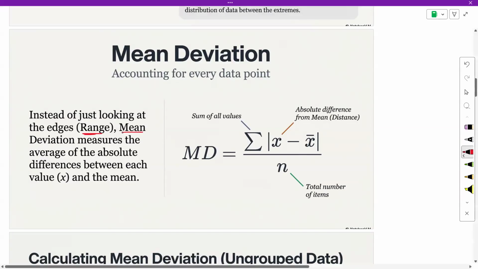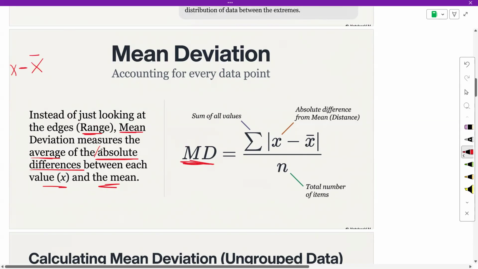Mean deviation, which we call MD, measures the average of absolute differences between each value x and the mean. Simply, we take the average, x bar. How far a particular observation deviates from its mean. So the difference is observation x minus x bar. So this is a deviation.